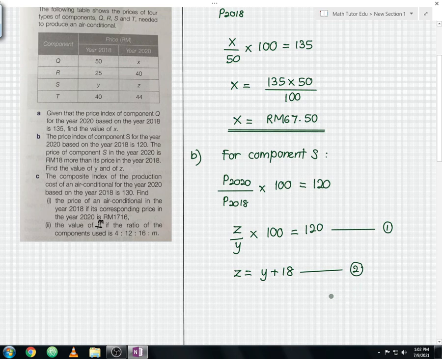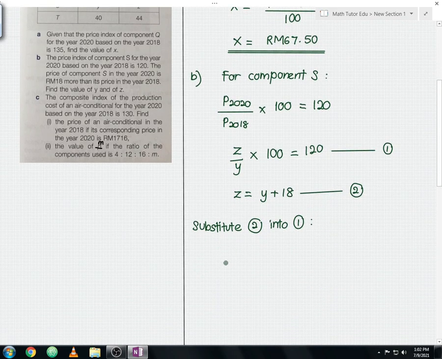So from here I think it should be clear now. What we're going to do is substitute equation 2 into equation 1. So from here, Y plus 18 over Y times 100, you should get your price index equals 120.